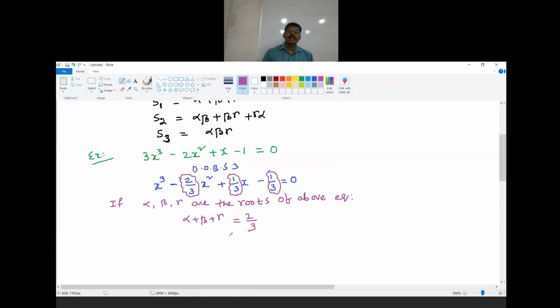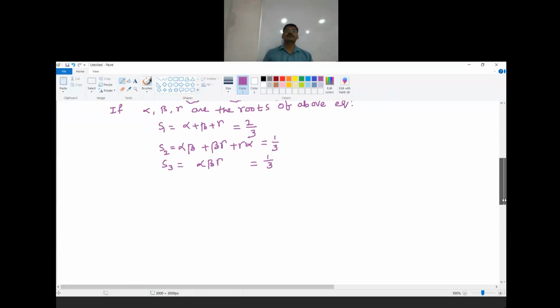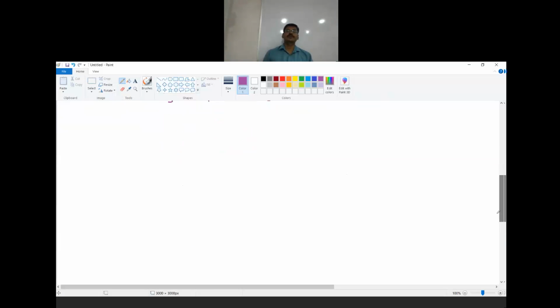Next, S2. According to the basic concept, S2 is the sum of the product of two roots taken at a time. That means alpha beta plus beta gamma plus gamma alpha equals S2, which from the given equation is 1 by 3. Next, S3 is the product of the roots, alpha beta gamma, and according to the given equation S3 is 1 by 3. In this way, we can write the relation between roots and coefficients for a cubic equation.